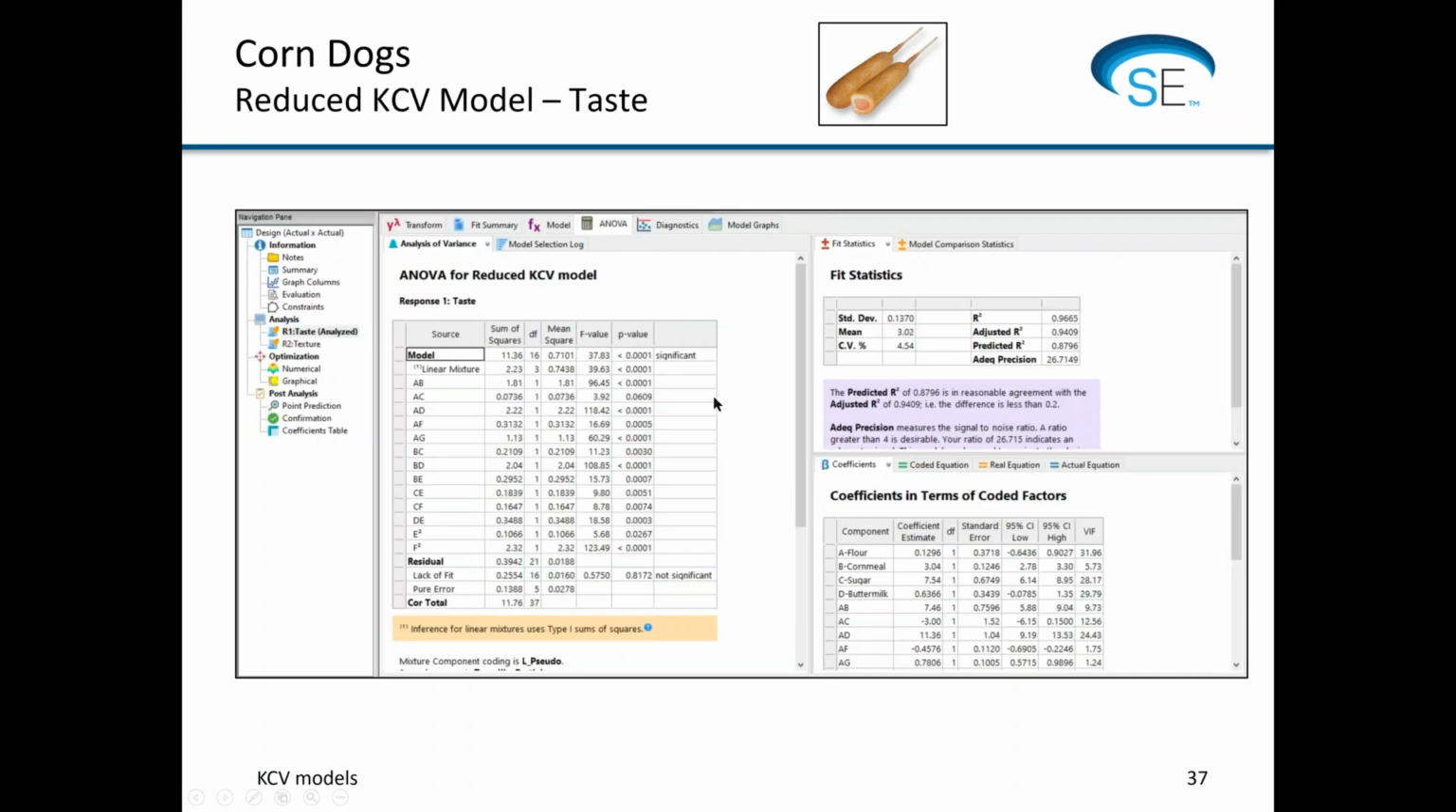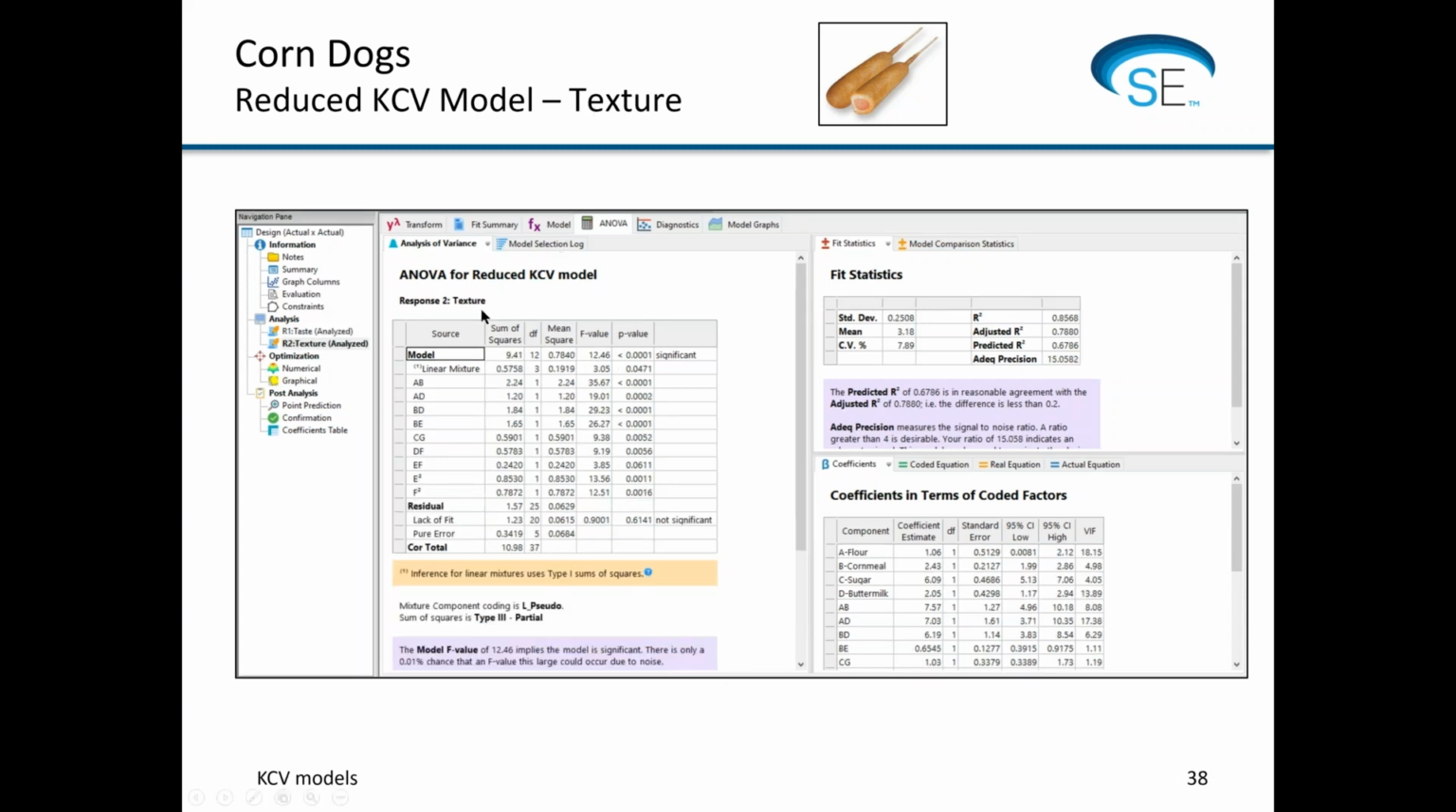Okay, so we analyze this, and you can see we reduce the model. Once we do that, the model's significant. Lack of fit's insignificant. I've got a high adjusted R-squared and a high predicted R-squared, and they're in good agreement. I have a high adequate precision. So even with this KCV model with the linear by linear linkages, it's doing a really good job of modeling the behavior and the dependence of the mixture on the process and vice versa.